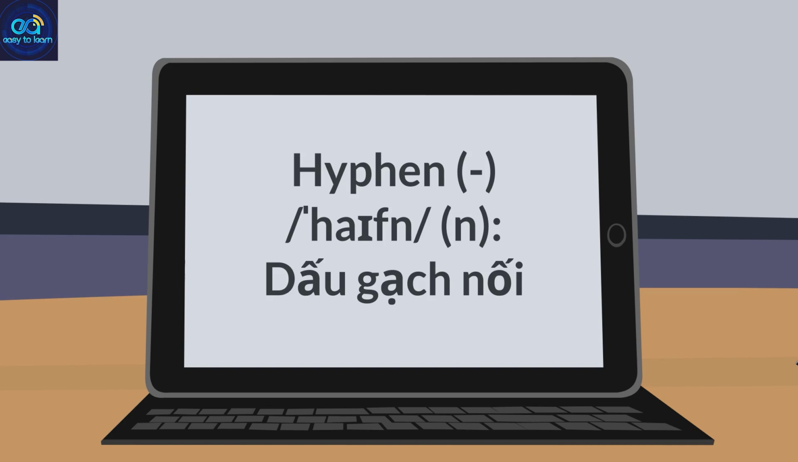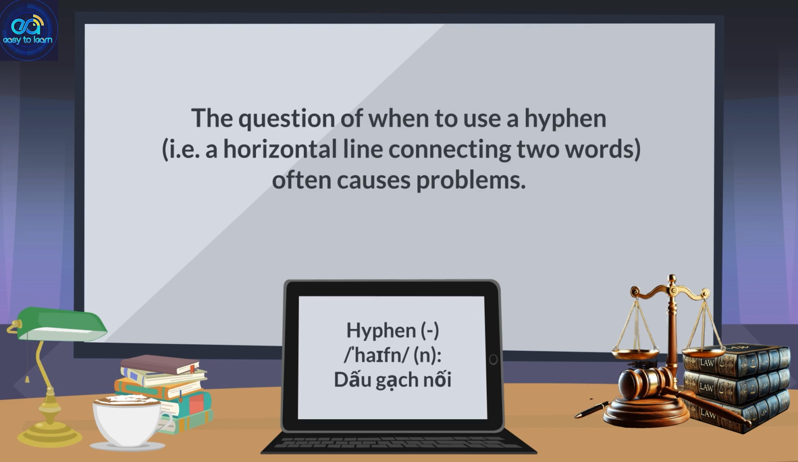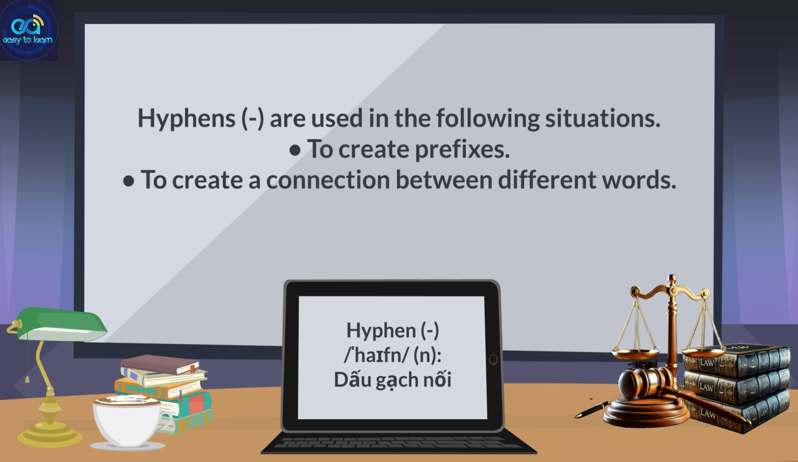Hyphens. The question of when to use a hyphen, for example, a horizontal line connecting two words, often causes problems. Hyphens are used in the following situations: to create prefixes, and to create a connection between different words.